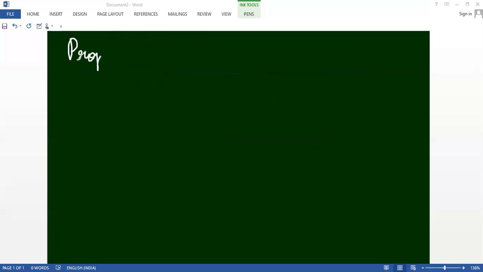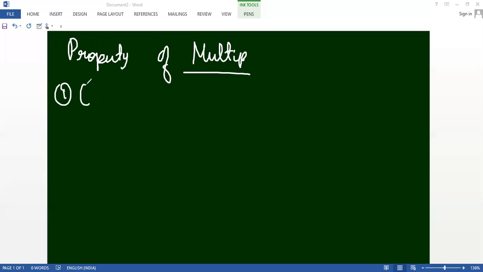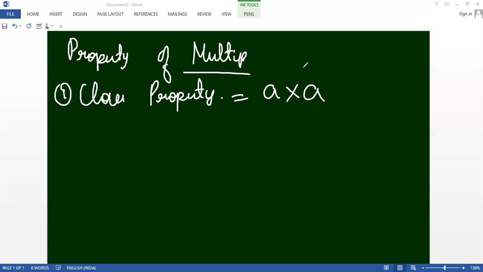And next is the properties of multiplication. Under multiplication, first is the closure property. Here, if you multiply two whole numbers, the answer will be a whole number only. For example, A into B. It was the same in the addition property, and now in multiplication it would also be the same. A into B will be equal to C. For example, 5 into 6 is equal to 30.